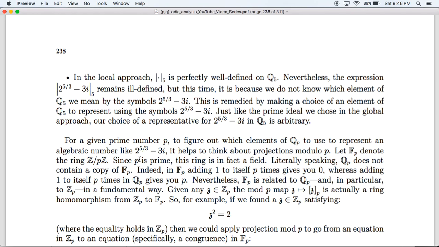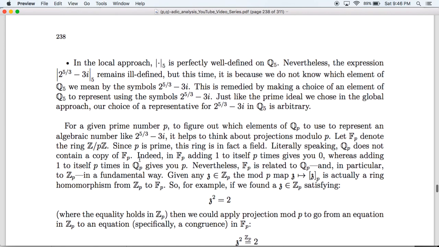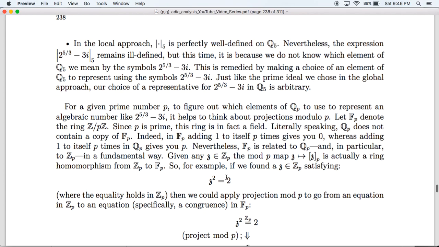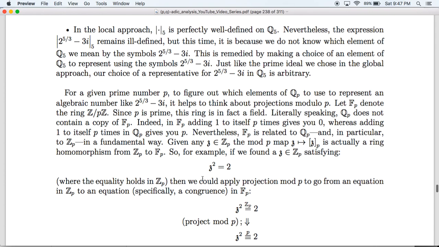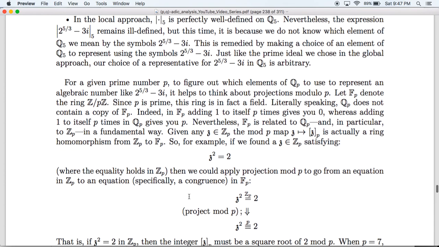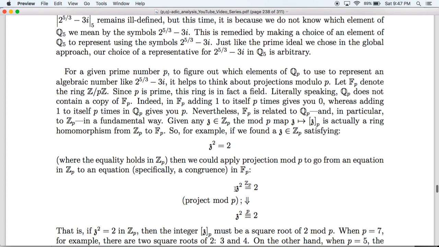Given any p-adic integer z, the mod p map, which sends z to its reduction mod p, is actually a ring homomorphism from Z_p to F_p. So for example, if we found a p-adic integer z whose square was equal to 2 in the p-adics, we could then apply the projection mod p to go from an equation in Z_p to an equation, particularly a congruence, in F_p. So our solution to z squared equals 2 in Z_p would then project down to a number whose square is congruent to 2 mod p.